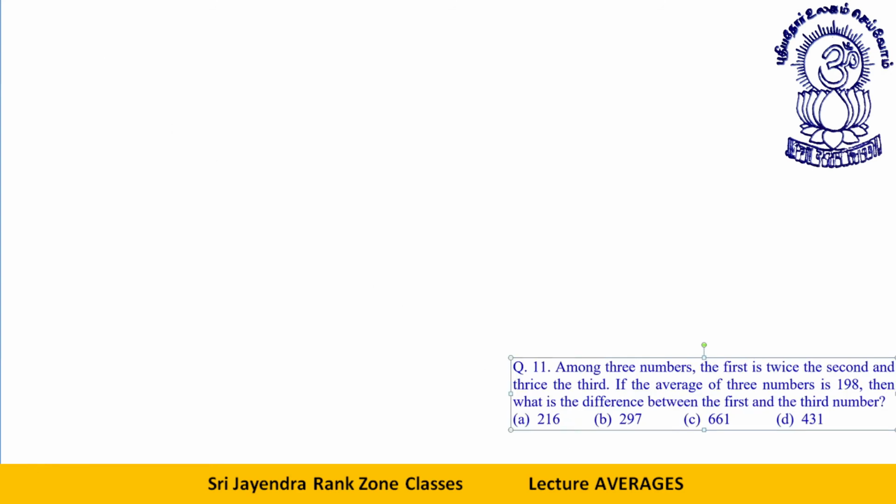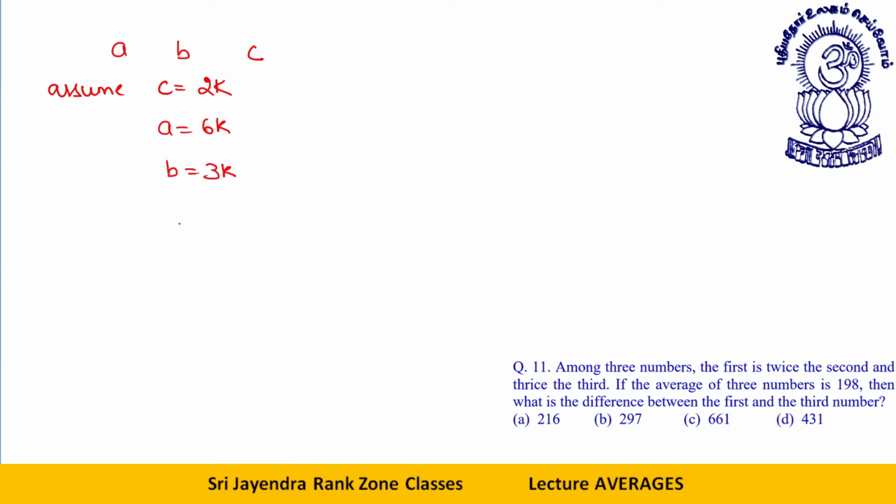Yeah. Among the three numbers, the first is twice the second and thrice the third. This is exactly similar to the previous one. Let's say A, B, C. These are the three numbers. Okay. Assume C is equal to 2K. The first is twice the second and thrice the third. A will be 6K. Since A is twice the second, I can say B is equal to 3K.